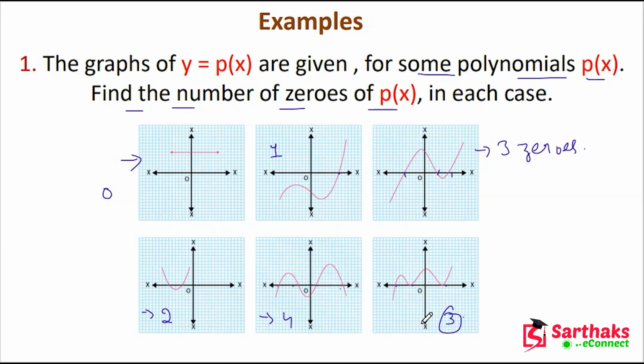how many zeros there are. If it cuts the x-axis three times, then the zeros are three. If it is not cutting the x-axis at any point, then it has no zeros. Okay, so friends, I hope you get this point.